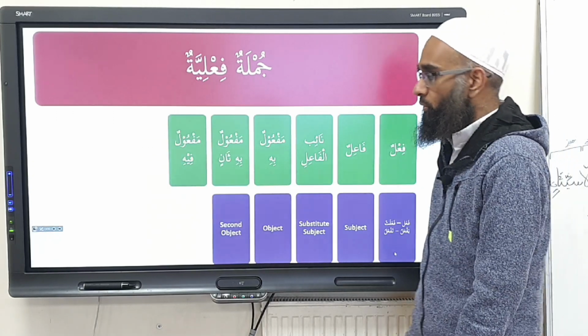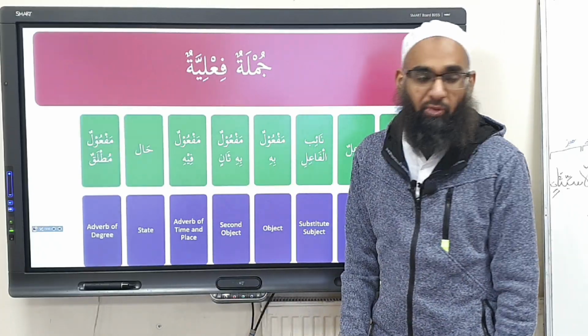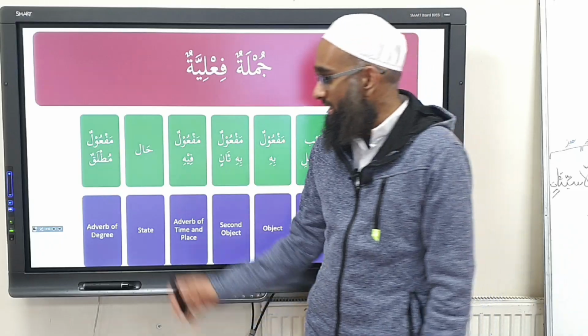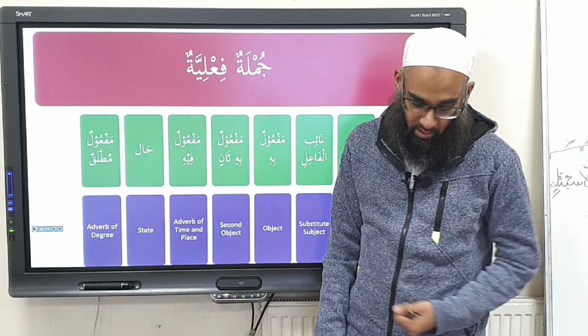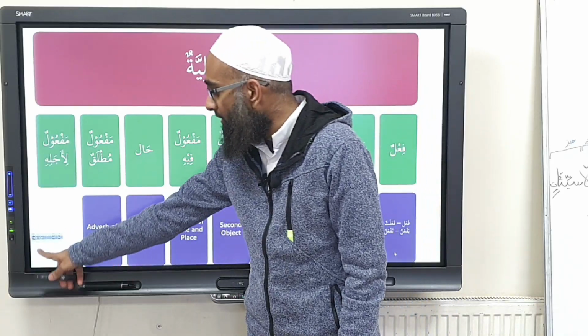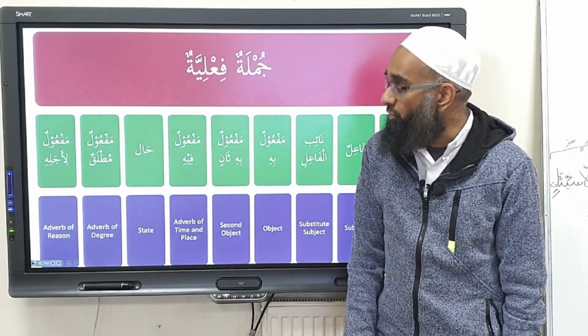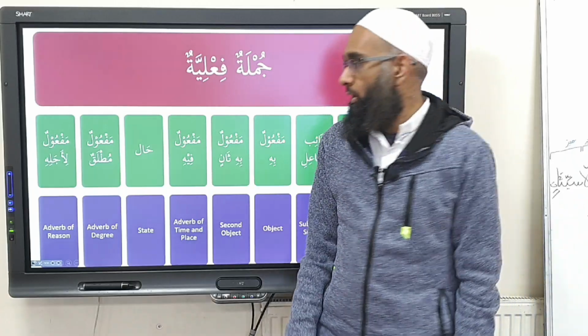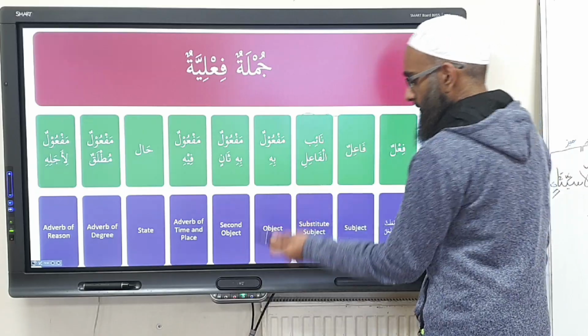Then we have maf'ul fi, we have hal, we have maf'ul mutlaq. What's maf'ul mutlaq? It describes the adverb of degree. It shows you how intense. It describes the verb. Then we have maf'ulun li ajalihi. What does maf'ulun li ajalihi do? It tells you the reason the verb took place. Okay?